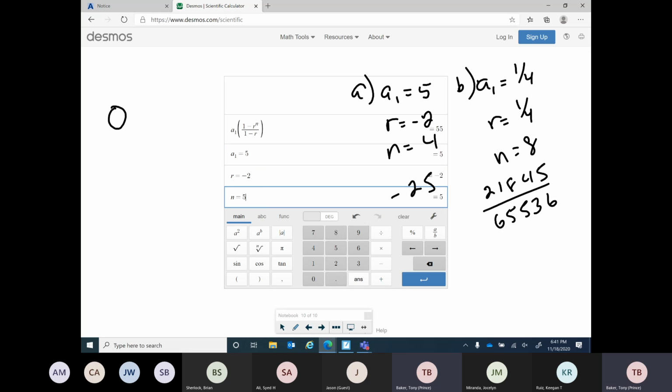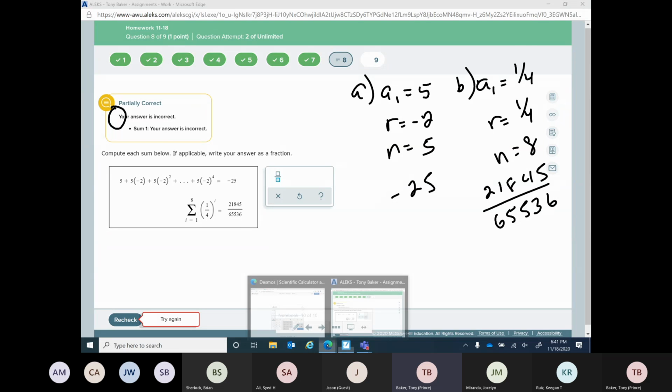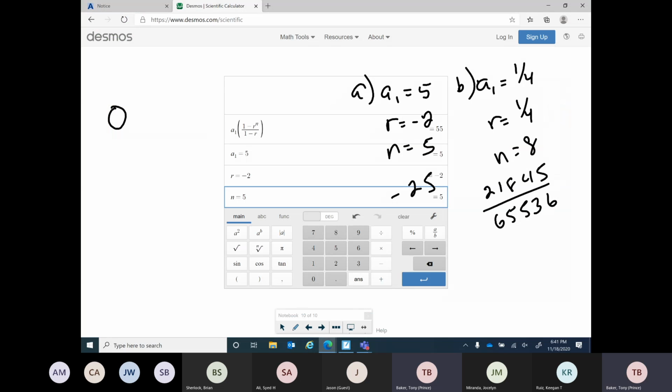My n is 5 for the first one, because remember, it's n minus 1. And 4 minus 1 would not be 4, 5 minus 1 would be 4. So my n, the first one, is actually 5, not 4. So it's not 25. It's 55.